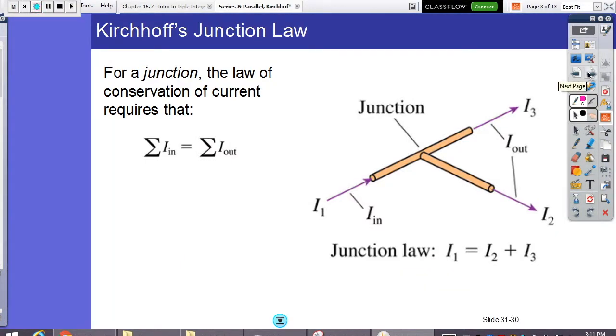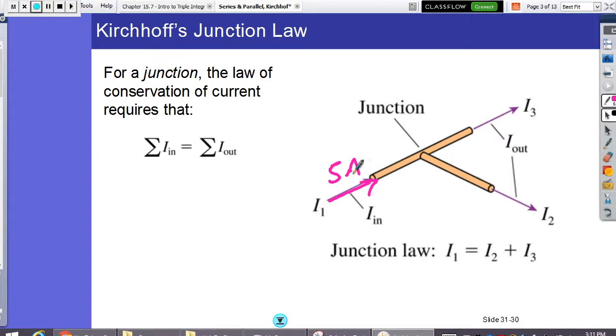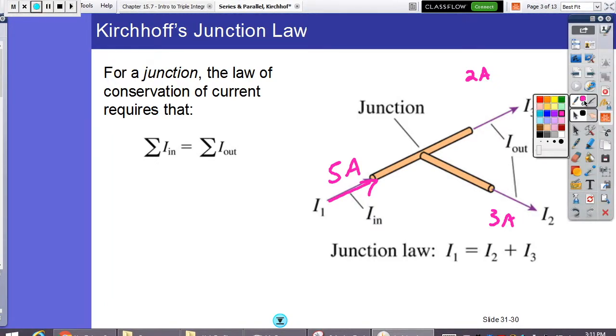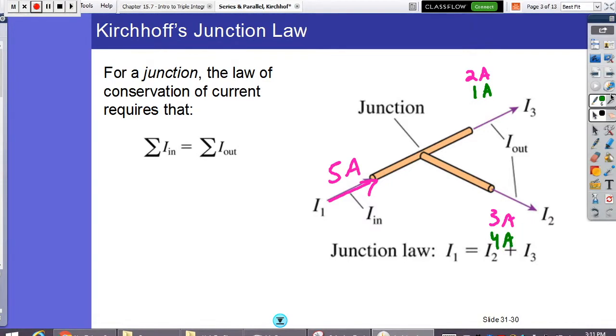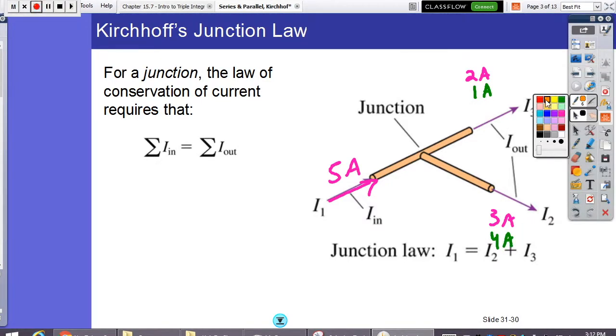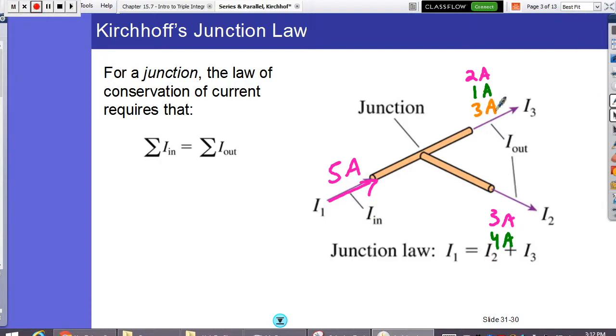So again, the junction law tells us that whatever current I have coming in, let's say I have 5 amps coming in, has to come out. So maybe I end up with 2 amps and 3 amps. Maybe I end up with 1 amp and 4 amps, but I will never, ever end up with 3 amps and 3 amps, because that is a mysterious extra amp coming from somewhere else. So they have to add up perfectly.